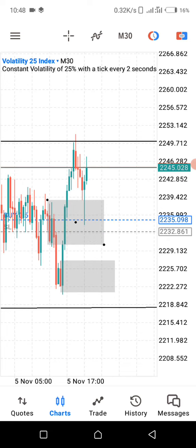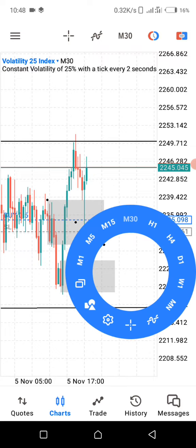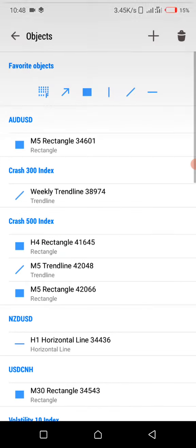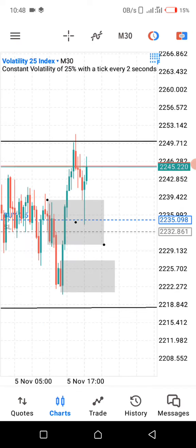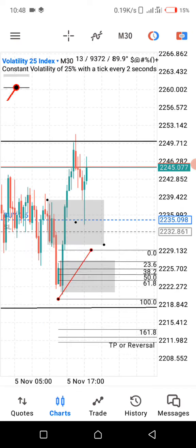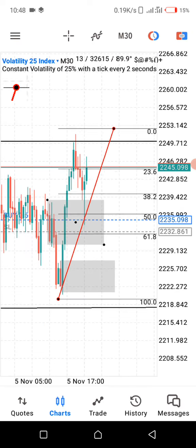So in order to know the best place to take a trade, whenever you see this kind of setup, I used the Fibonacci. I drew the Fibonacci from the bottom all the way to the top side.